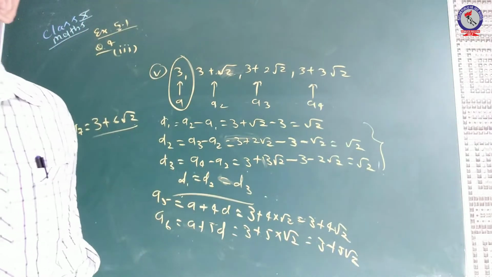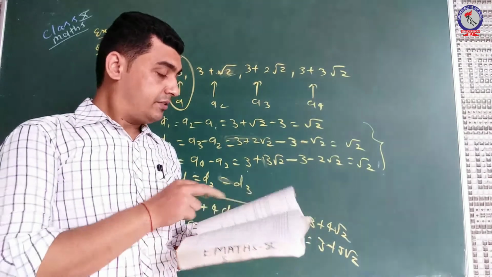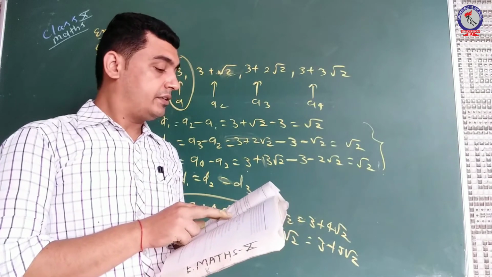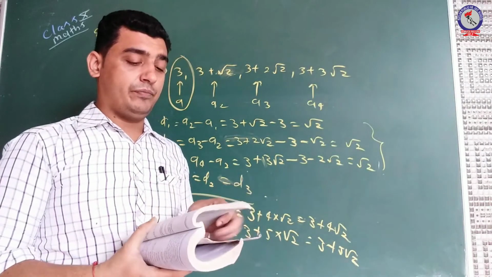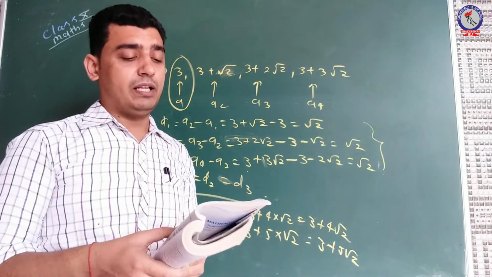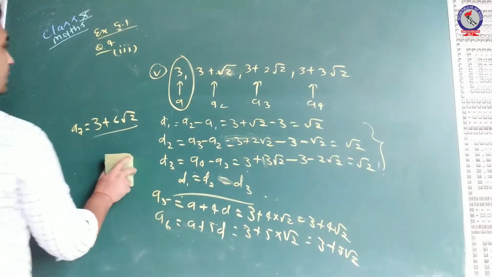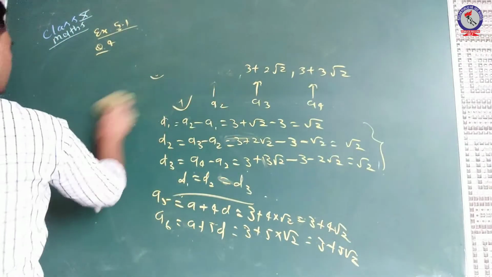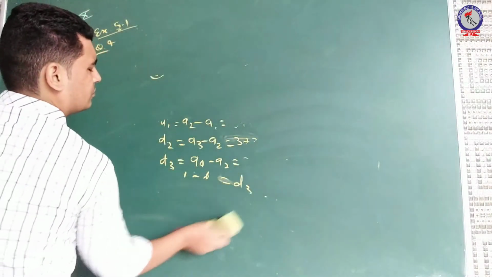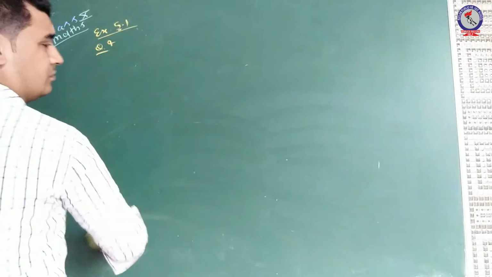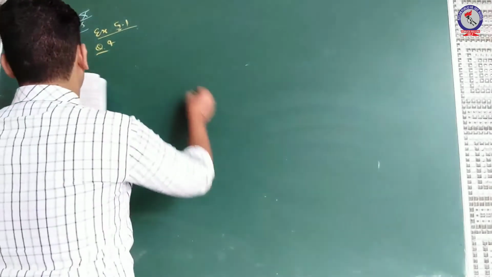Okay. Next questions are again easy. 6th, 7th, 8th, 9th, 10th. The 10th will be easy, no problem. Question number 12th and 13th. Let's look at question number 12.